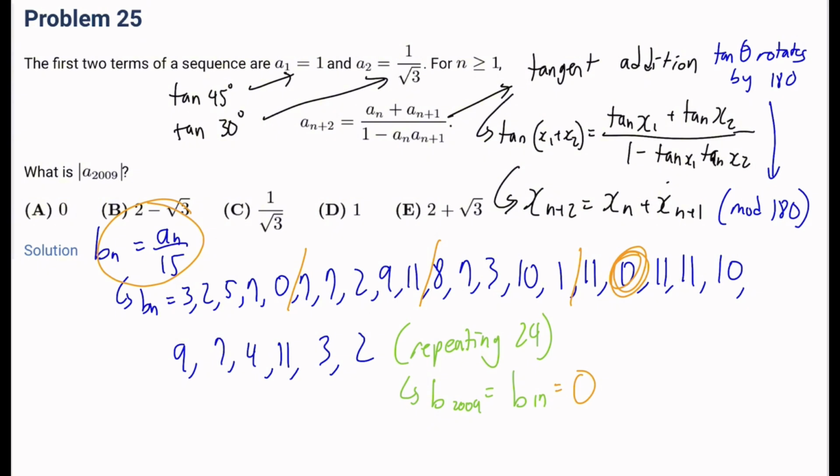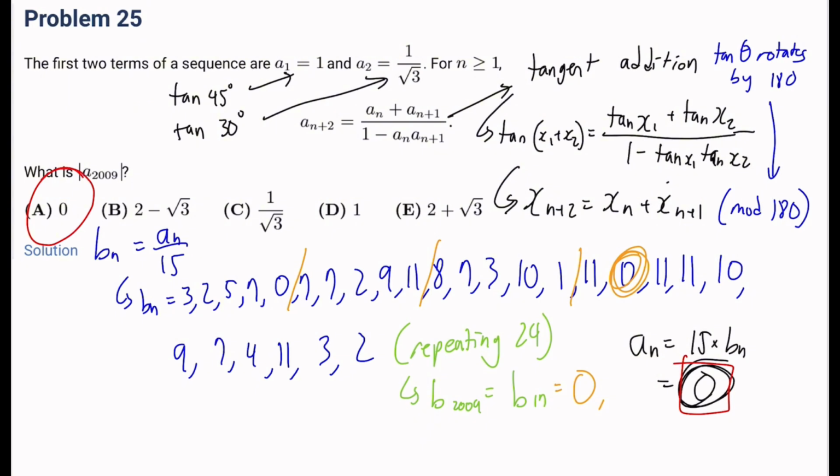And since b_n is x_n over 15, x_n is going to be equal to 15 times b_n, which is equal to 0, right? And so the answer is 0. That's our answer. It's A. So that was the last problem of the AMC 12A from the year 2009, and thank you for watching.